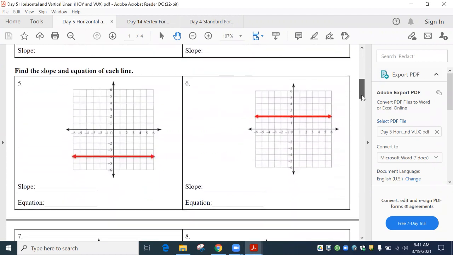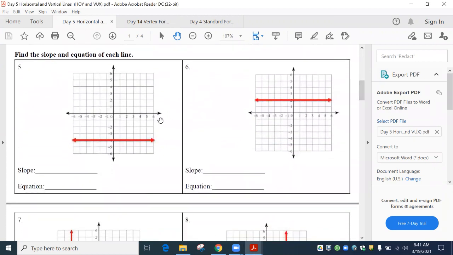All right, so the next one, yeah, they give us a line. So we're going to look at this line, and then we're going to come up with the slope and the equation. And so we look at this line, it's special because it's not diagonal. So it's a horizontal line. So there's a couple of things that give this away.